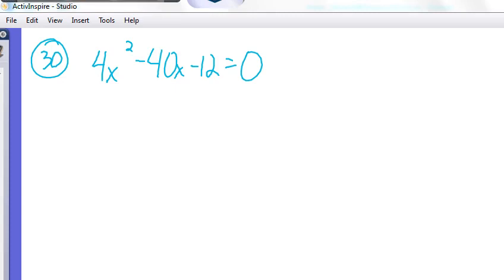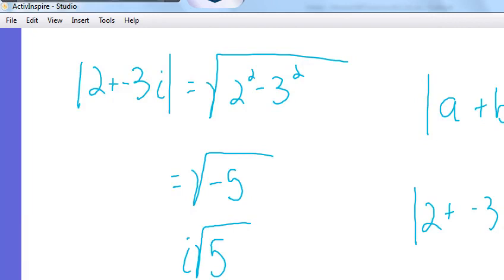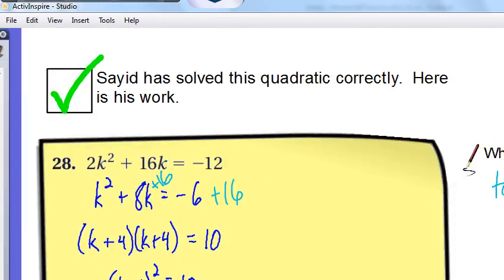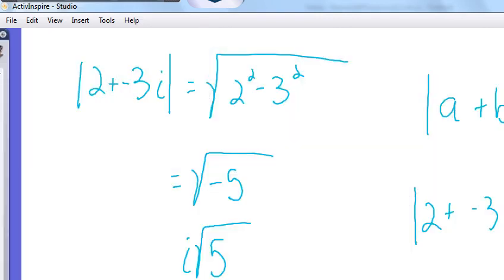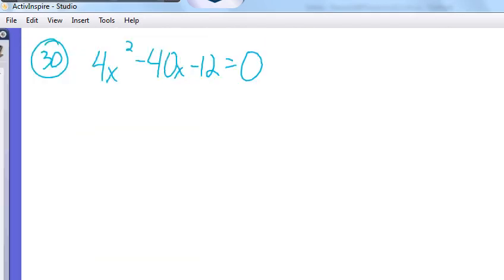Okay. Well, you remember Saeed? Yeah. Keenan? Yes, sir. You remember him? He solved a problem a lot like this. You did? Yeah. Excellent. But here's his work. What was the first thing Saeed did? Well, change it to just k squared, 1 k squared. So that might not be a bad idea for us to try.